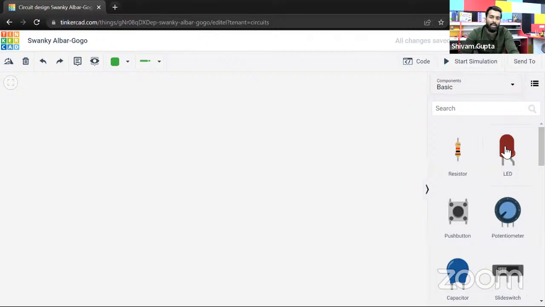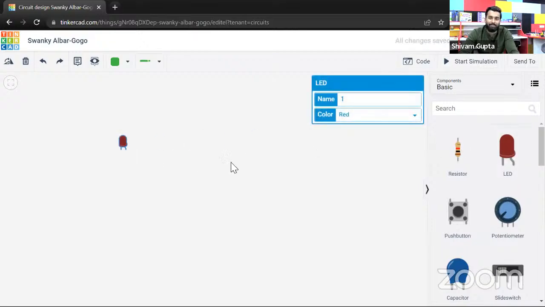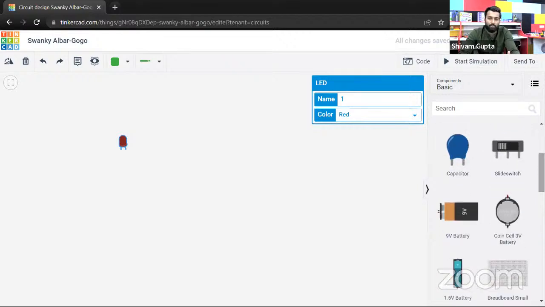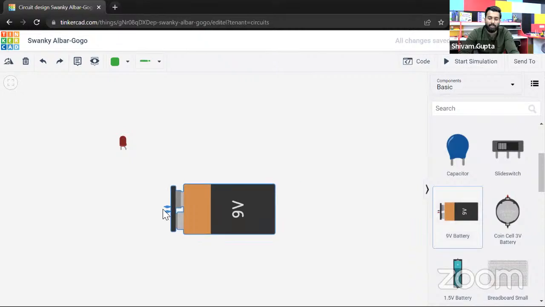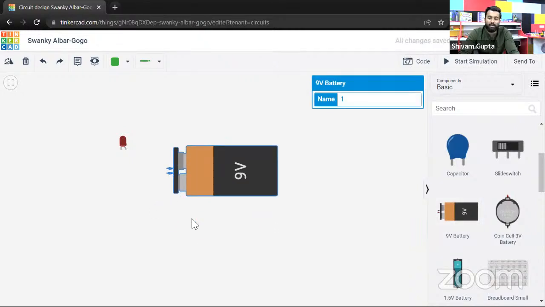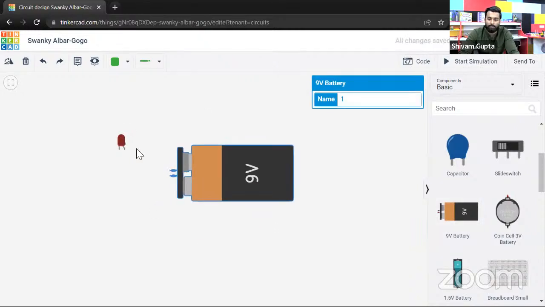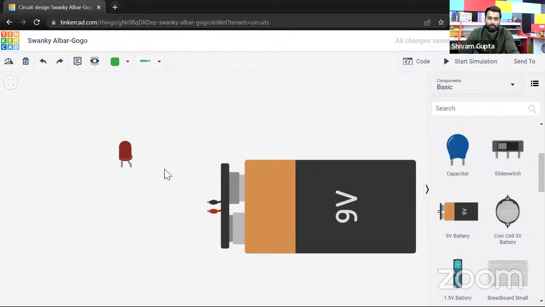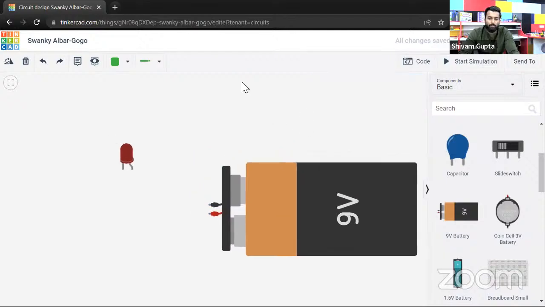So I want to glow an LED. What should I do? For glowing an LED, I definitely need an LED, right? Then I will be requiring a power source, like a battery. So I have taken a 9-volt battery. Okay, now for glowing this LED, we need to join them, right?